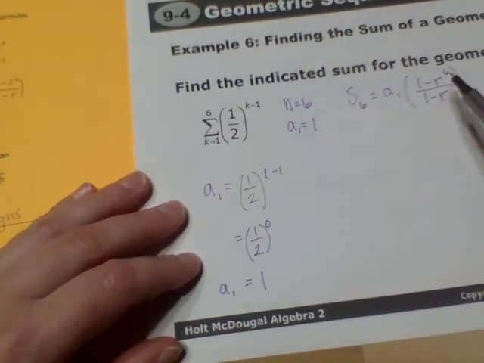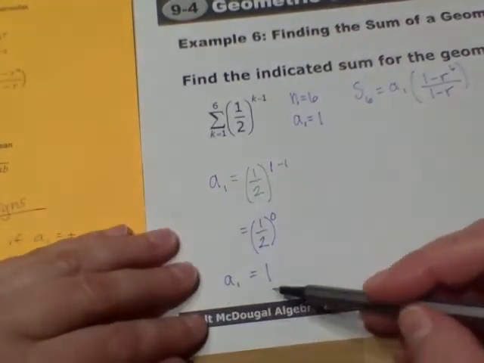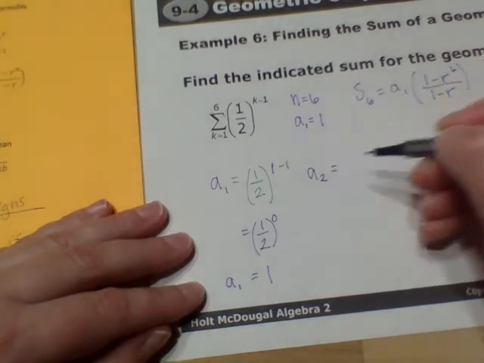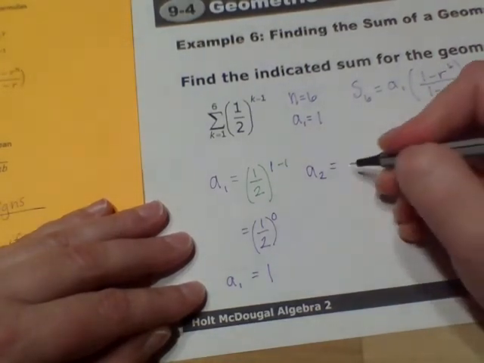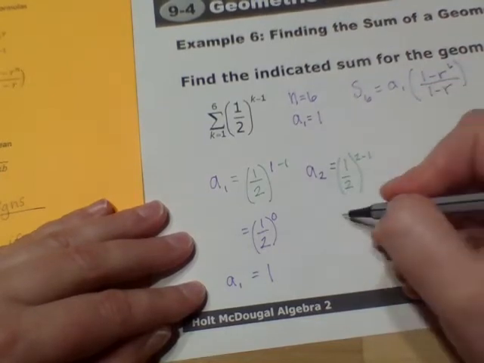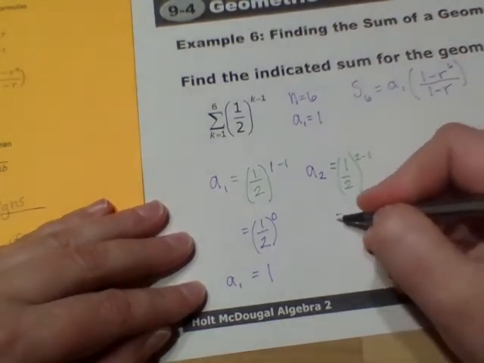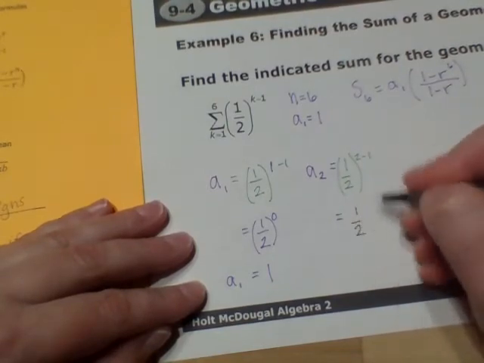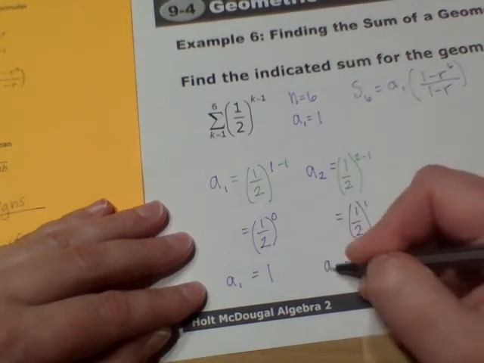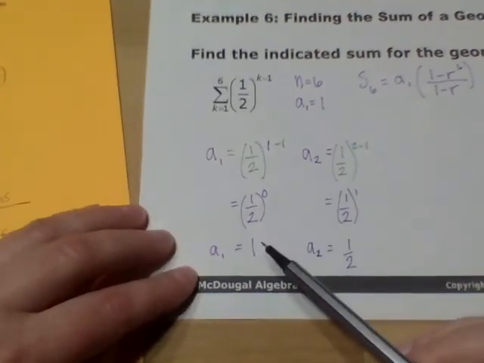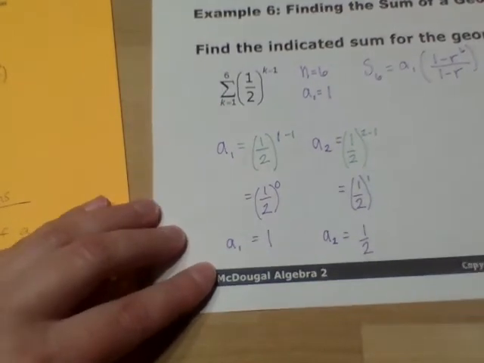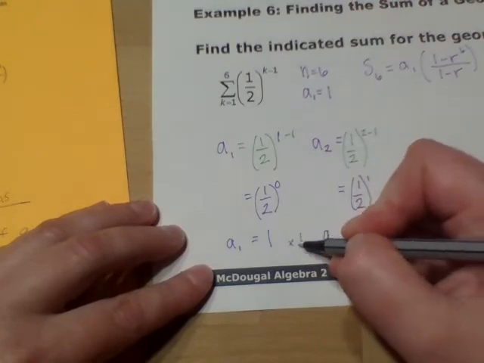The next piece is going to be our r. And so if we know what our a sub 1 is, we could take the time to do a sub 2, which means that we would plug in 2 and have 1/2 to the 2 minus 1. And so that's going to be 1/2 to the 1. And so we're going to have a 1/2 for the second term. And so if you look at how you get from the first term to the second term, how do you get from a 1 to a 1/2? You're going to multiply by a 1/2.